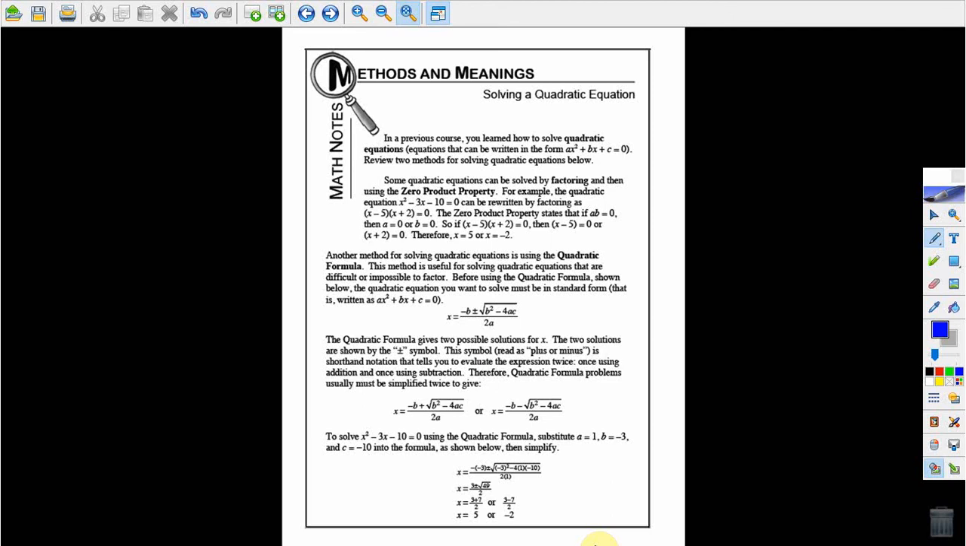Alright guys, welcome back to the next Math Notes. This is going to be the Math Notes 1.1.2, and we're going to be talking about solving quadratic equations today.